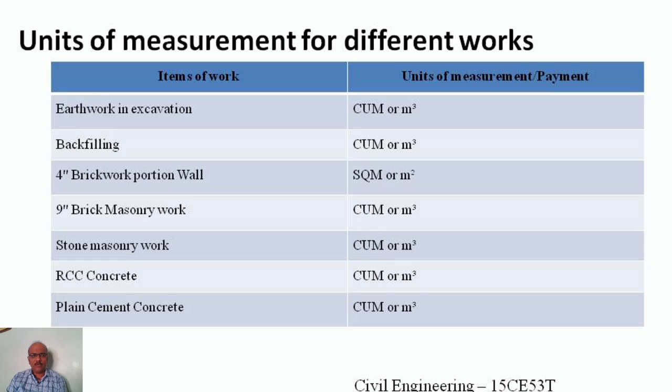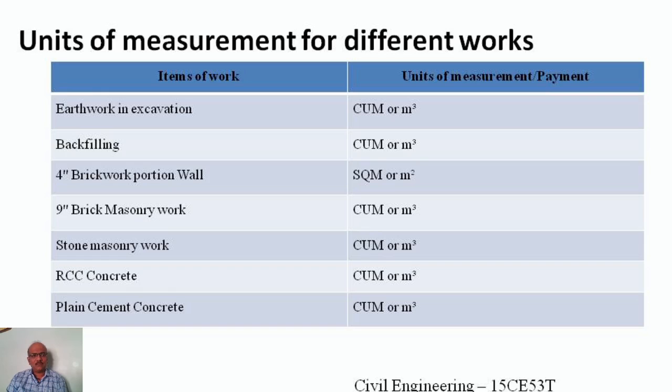Now we'll look at the units of measurement of different works. The items of work involved in the construction of a building start from site clearance, excavation, backfilling, bed concreting, side stone masonry, superstructure, DPC, lintel, chajja, slab, etc. Is it right? So these items are measured in different units of measurement, and even the payment is made in different units.